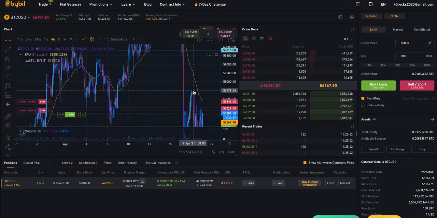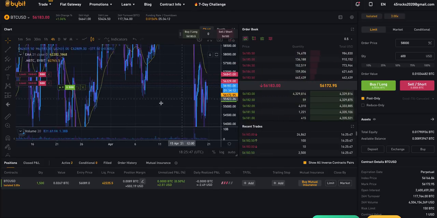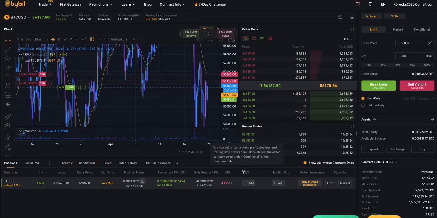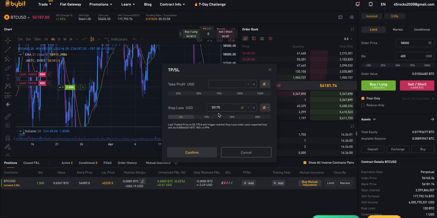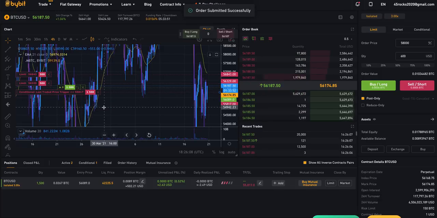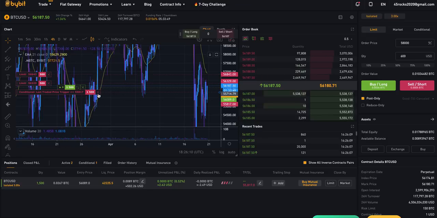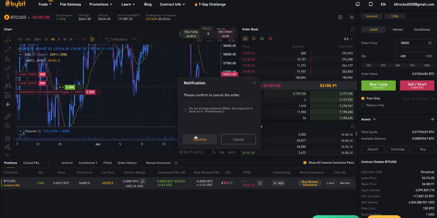So let's talk about stop losses. Stop losses are best to do market orders, because if you're doing limit orders, there's a chance that they won't get filled and you won't be able to get out of your trade in time. The easiest way to do a stop loss is coming down here to TP/SL and clicking add, okay? And then the stop loss is right here. What percent stop loss do you want? Do you want a 5% stop loss? Go ahead and click confirm. This will give you a stop loss, okay? And then if the price comes down to this level, it will close you out of your trade, okay?